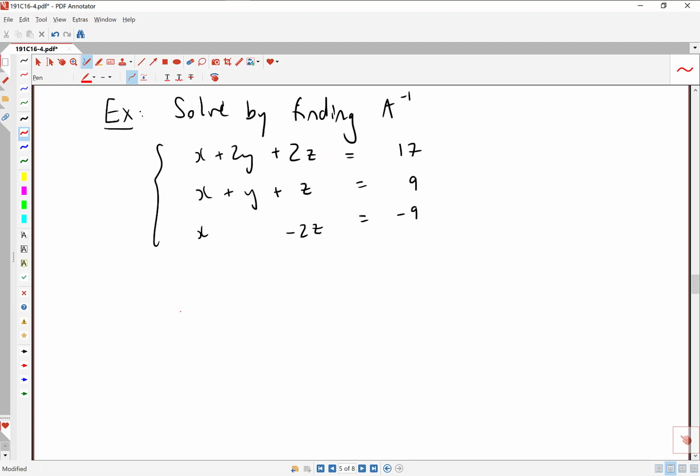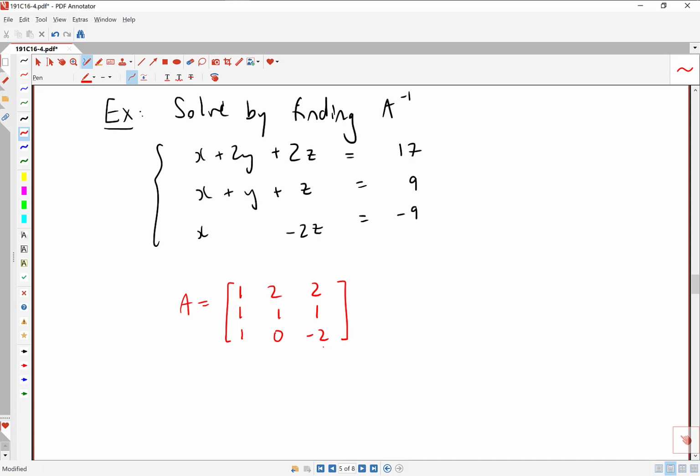So the first thing we could do is just write down what our matrix A is. A just contains all the coefficients of the system in the same order as they're written. So 1, 2, 2, 1, 1, 1, and then in the bottom row, notice that there are no y's in that bottom equation. So you just write 1, 0, -2.